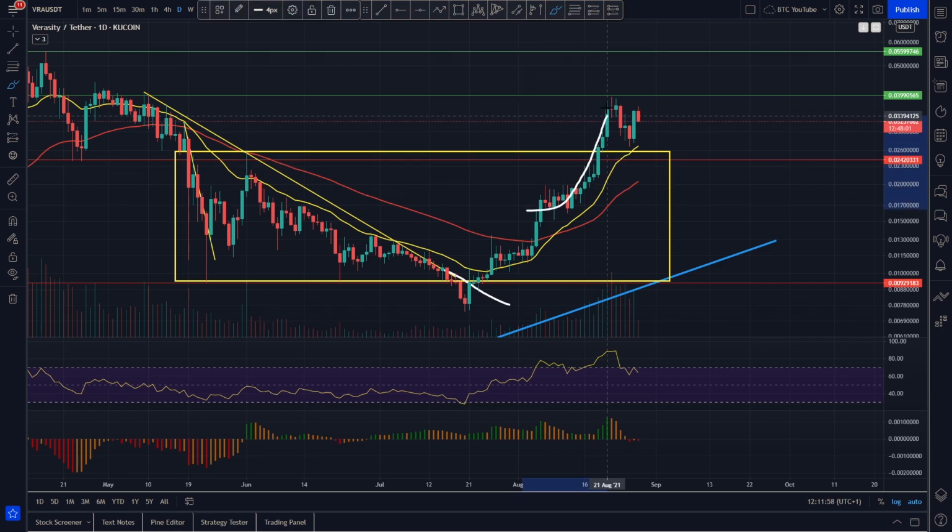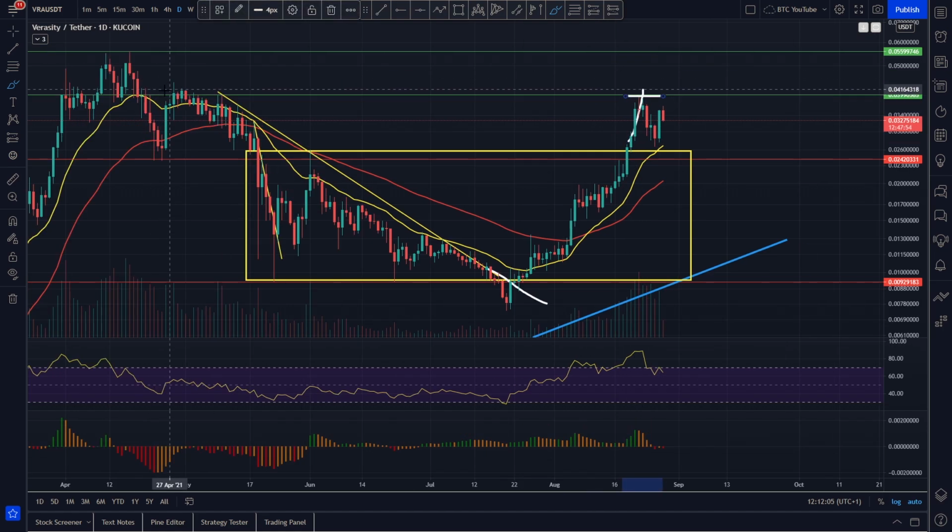And you can see, ever since then, we've had another absolute rip, haven't we? We've absolutely blasted out of the range. We've come all the way up to 4 cents, this kind of level here. And then since then, we've had a bit of a rejection, haven't we? And we've come back down.